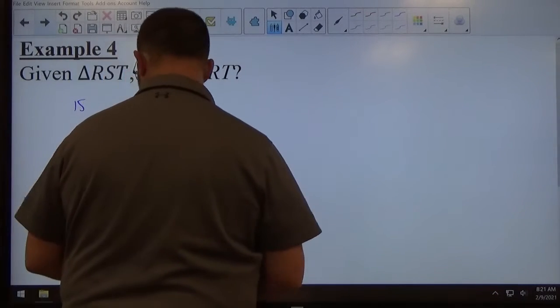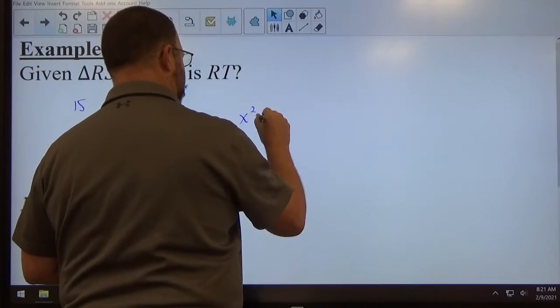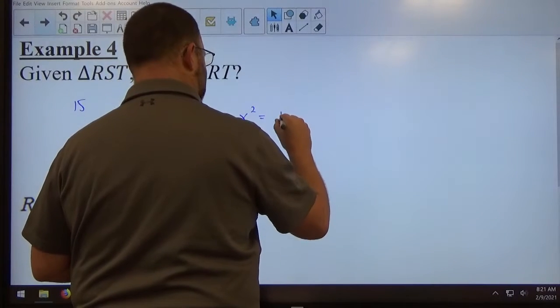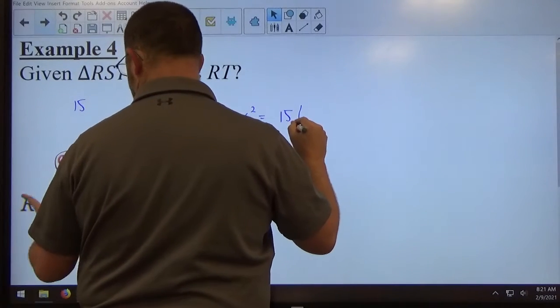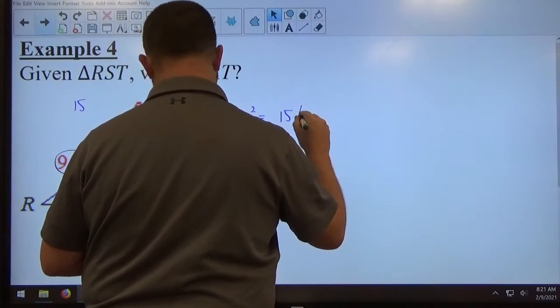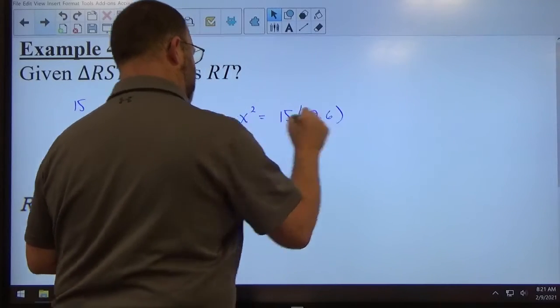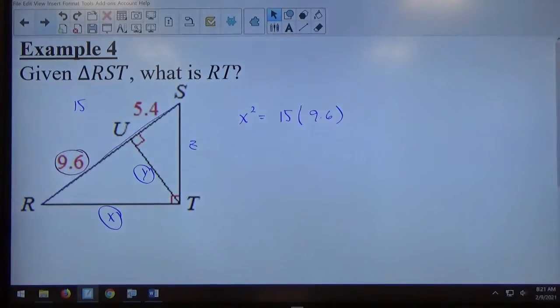So if I use that corollary, X squared is equal to the entire side length of 15 times the piece closest to RT, which is 9.6. So again, that's how we're going to use the corollary to theorem 7.4.